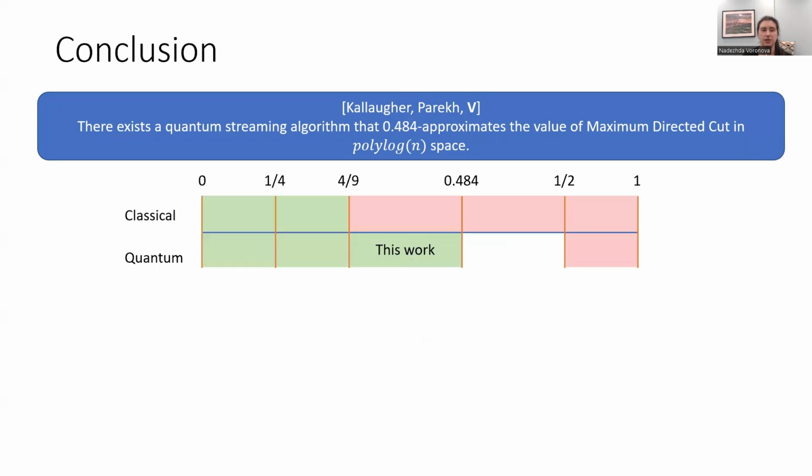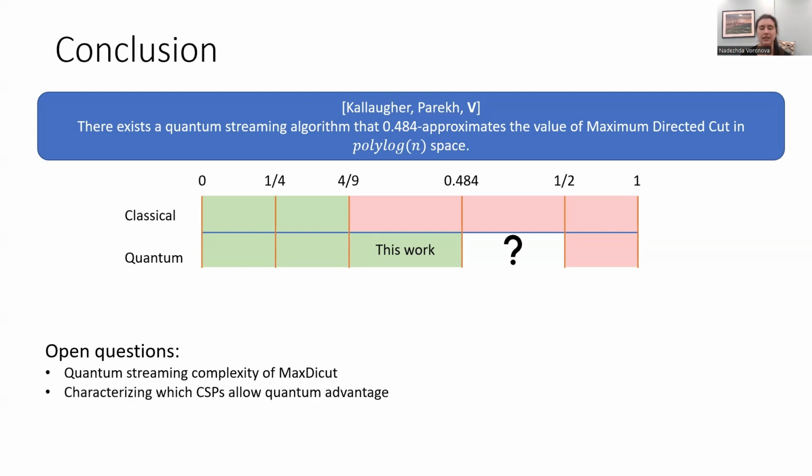And this, to the best of our knowledge, shows the first exponential quantum space advantage for a natural problem in the streaming setting. And to conclude, a couple of open problems. The first one is to understand the quantum streaming complexity of maximum directed cut. Since we showed that 0.484 approximation is doable in just polylogarithmic space, and it was known that any approximation better than 1/2 requires linear space, there is a gap between those two factors, and it would be interesting to understand what's going on there.